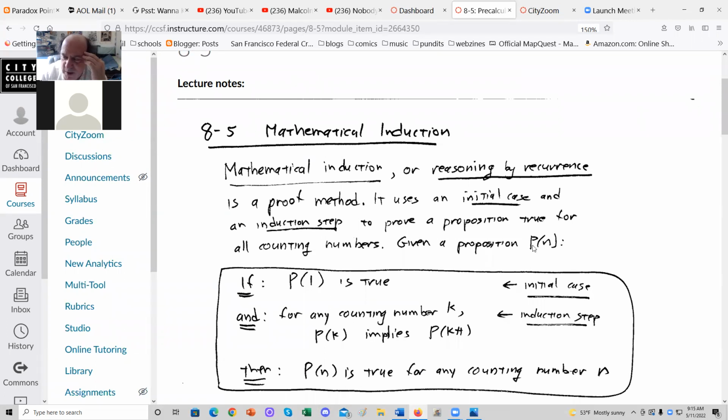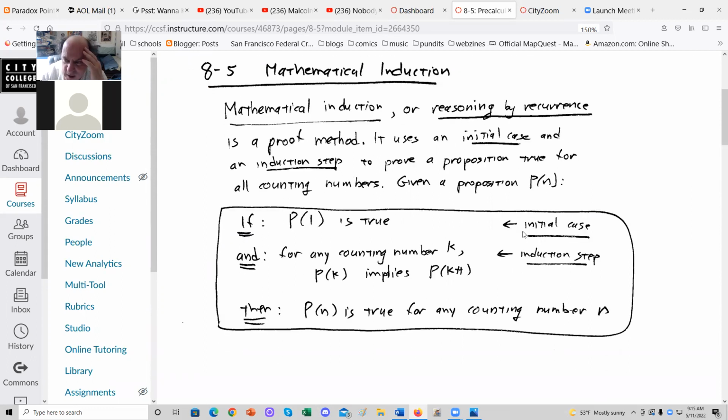So let's start with a proposition, P of n, n's the number, P of a number. So we start from two things, an initial case and an induction step. The initial case says that P of 1 is true. In other words, 1 has property P. That's the initial case. You just check it out for 1 and see if it works. But then there's what's called an induction step, which is that for any counting number k, if P is true about k, then it's true about k plus 1.